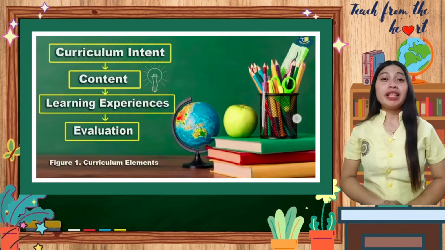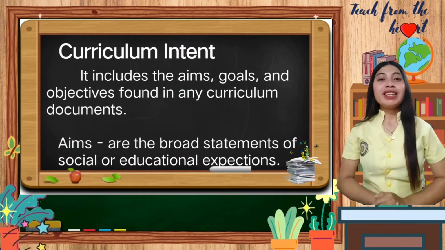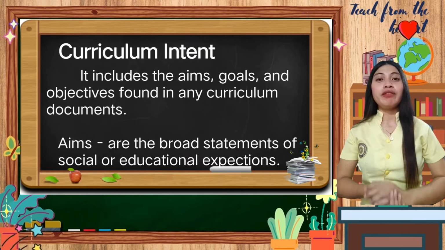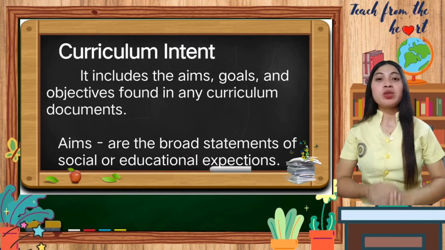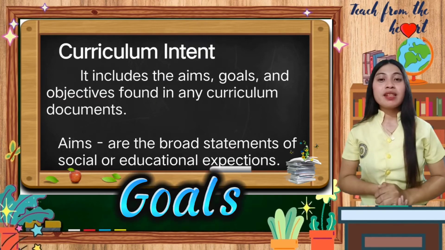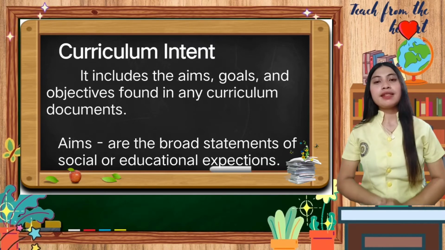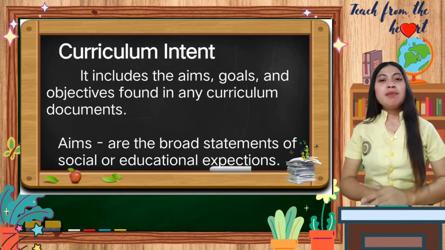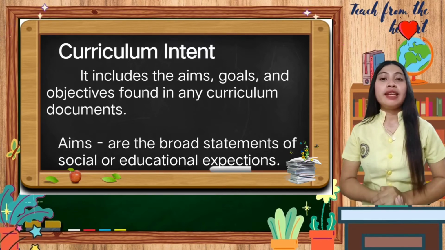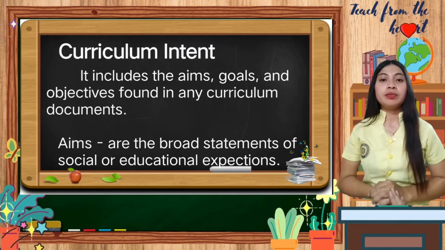The first element of the curriculum is the curriculum intent. Curriculum intent is the term used by Print to mean the direction that curriculum developers wish to take as a result of participating in the curriculum. It includes the aims, goals, and objectives found in any curriculum documents. Aims. Aims are the broad statements of social or educational expectation. Aims also include what is hoped to be achieved by the entire curriculum.